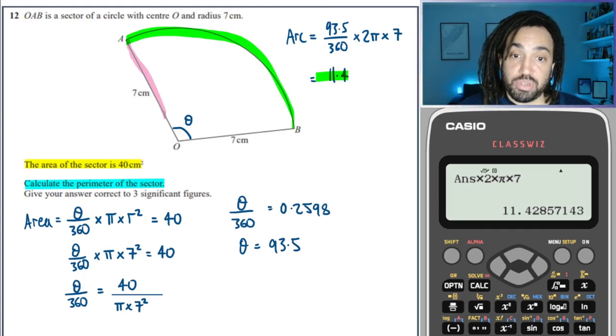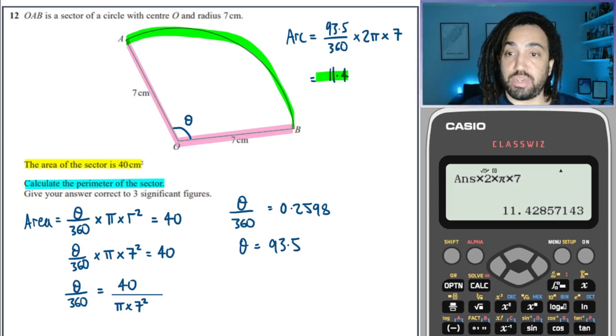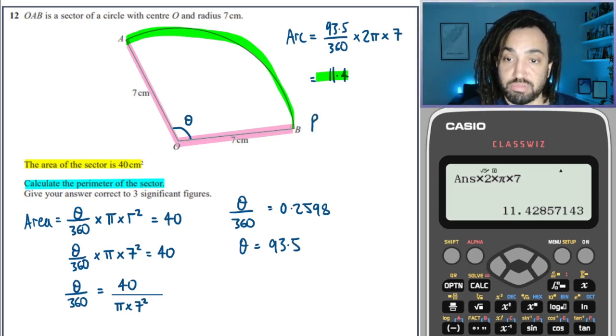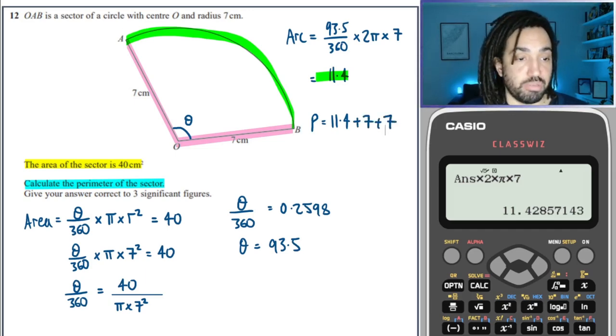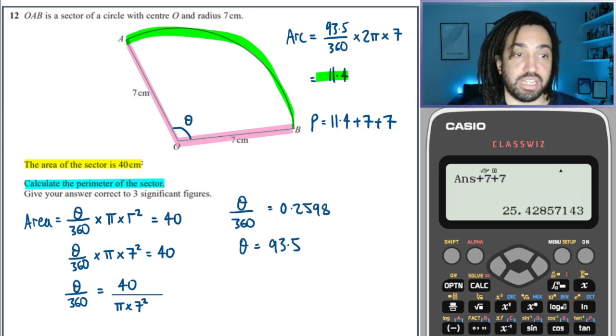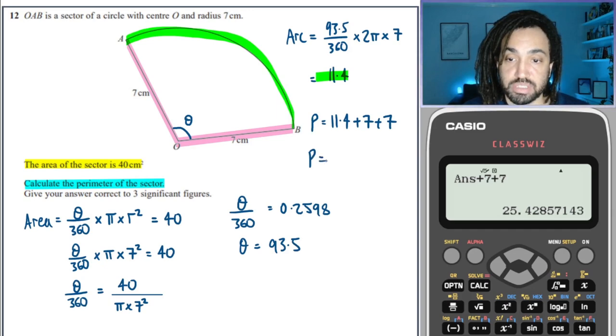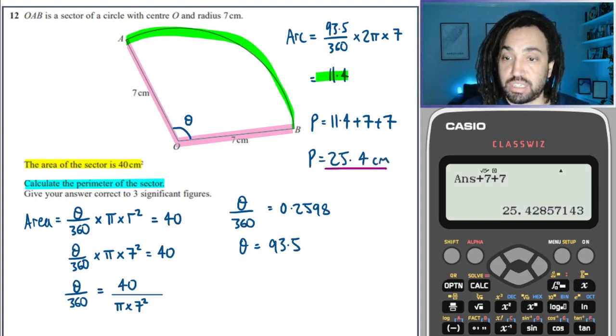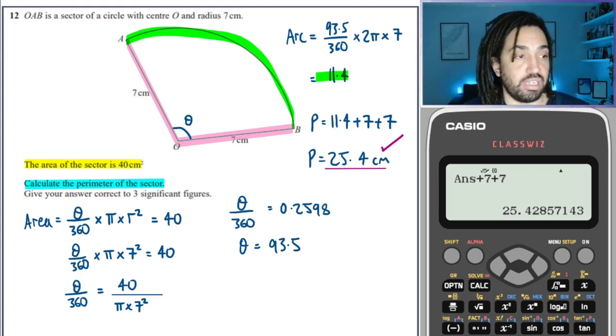So that's the arc, that's the yellow part of the shape. And now, because we're asked for the perimeter, we're going to need this and we're going to need this, both of which are 7. So we can say the perimeter is equal to 11.4 plus 7 plus 7. So I take my previous answer and I just add 7, and I get an answer of the perimeter is equal to 25.4, and that'll be in centimetres. And we'll underline this and we'll give it a tick, and that is job done.